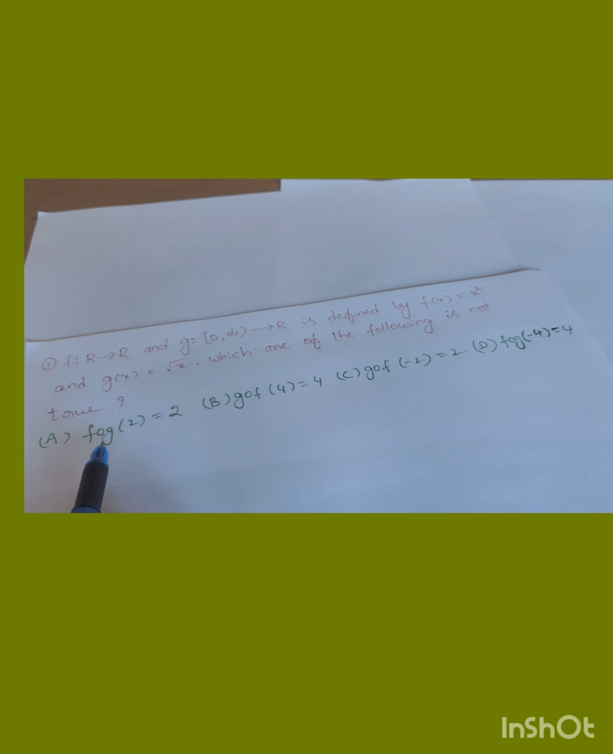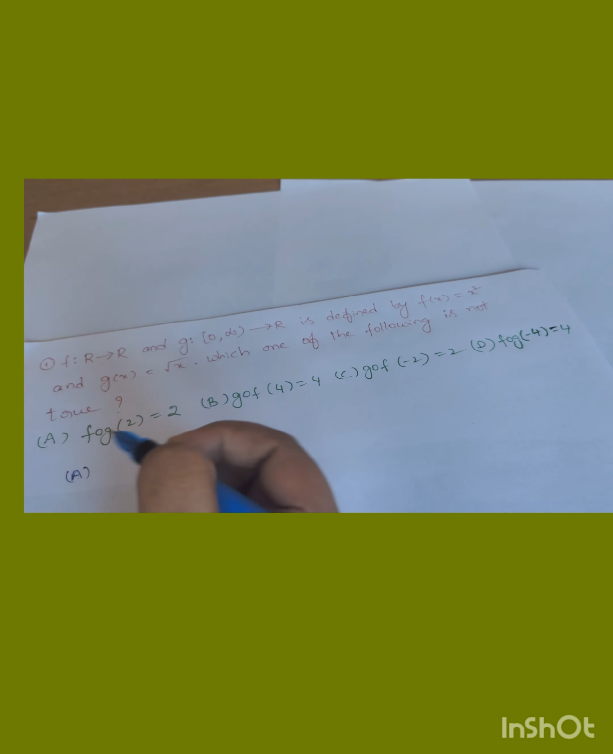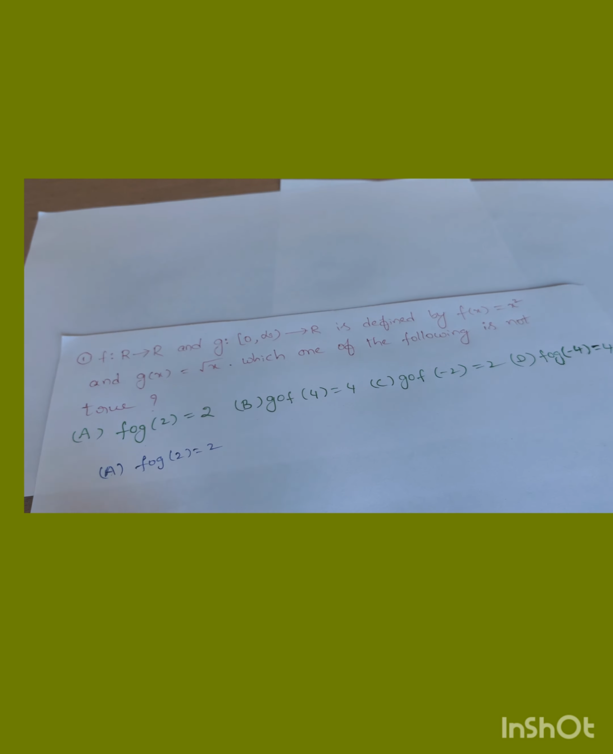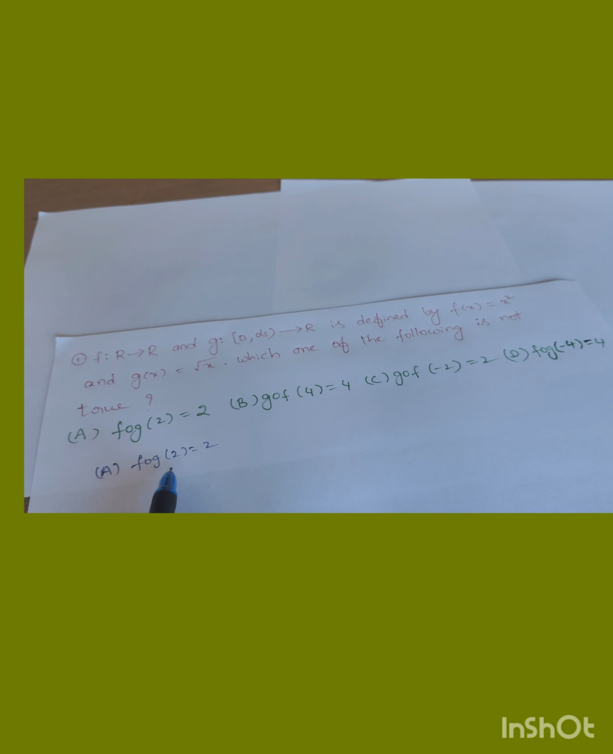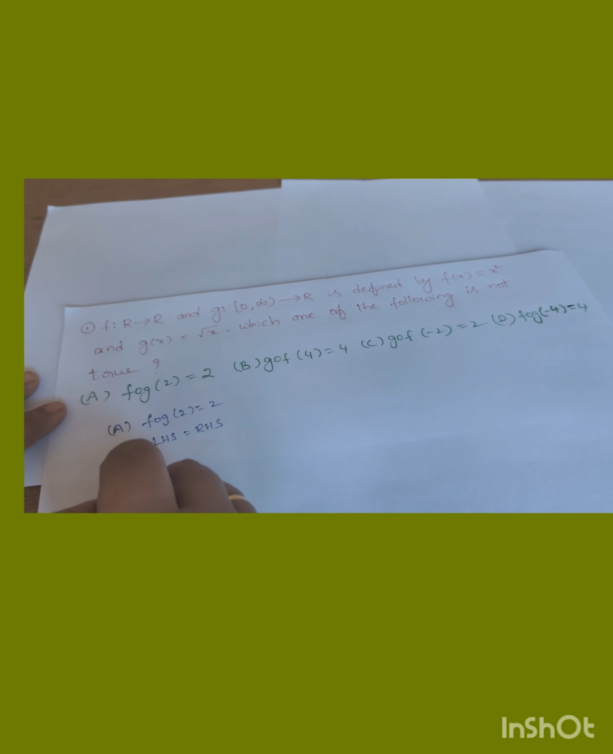So according to this question, we need to check which option is wrong. First we check option wise. The first option is f circle g of 2 is equal to 2. Now we need to check whether it is true or not true. In this option we have two sides, one is the left hand side, one more is the right hand side. If both are equal, then it is true. If not equal, it is not true. First we check LHS. What is the LHS in this case?